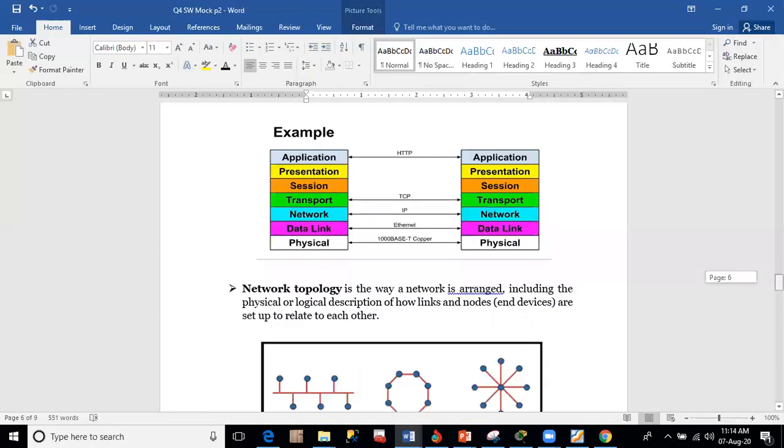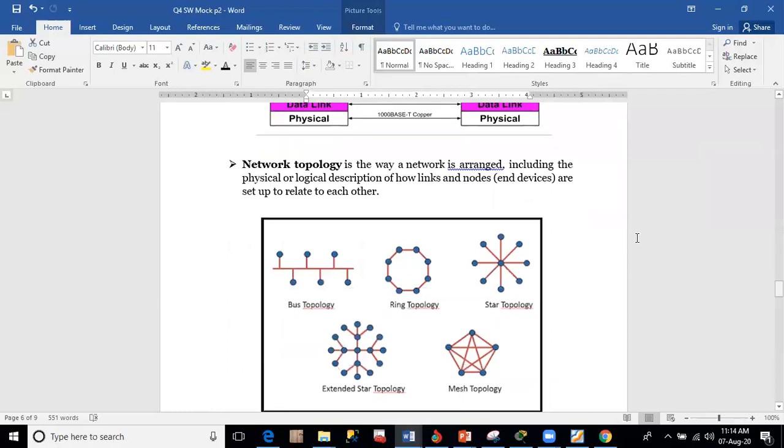Whereas a network topology is the way a network is arranged, including the physical or logical description of how links and nodes (in brackets, end devices) are set up to relate to each other. Network topology simply describes the visual representation of a computer network. That's what you can see, how the computers are connected to each other, how the cables are linking each other, where the computers are placed in the network. Like you have here the bus topology, the ring topology, you see the way they are placed in different shapes and order, the star topology, the extended star topology, and the mesh topology.